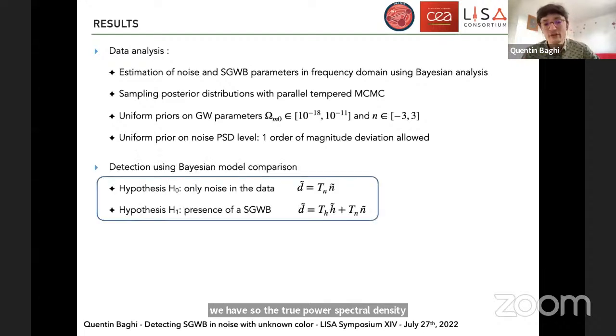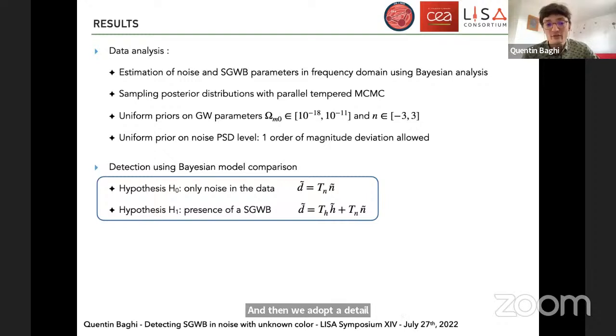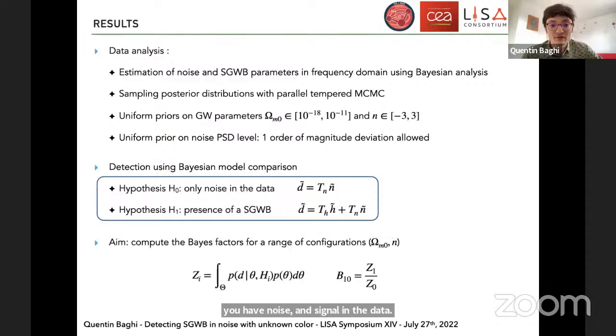And then we adopt a detection process in a Bayesian way, right? With two hypotheses, hypothesis H0, where you have only noise in the data, and hypothesis H1, where you have noise and signal in the data. And then we compare the evidences using thermodynamic integration and computing the Bayes factor between the two models.